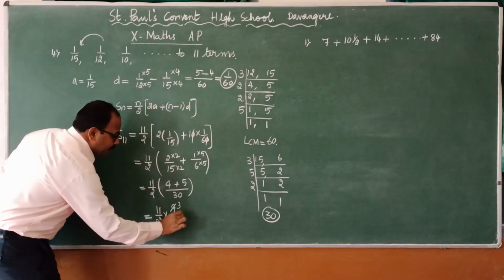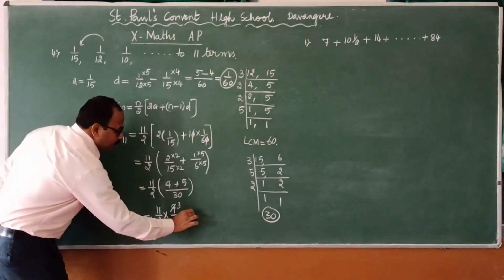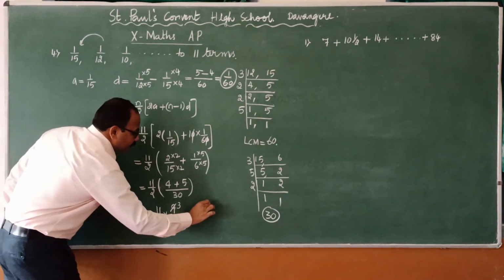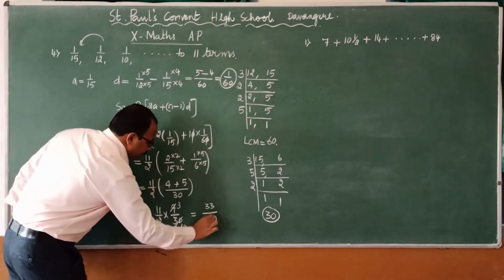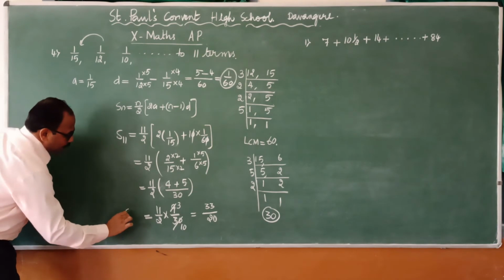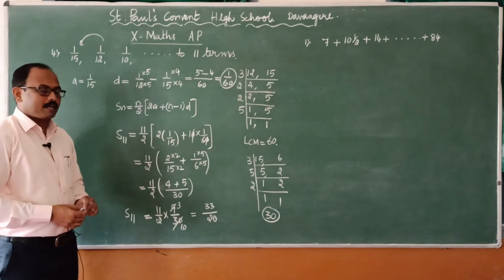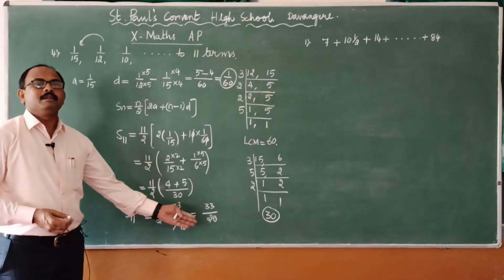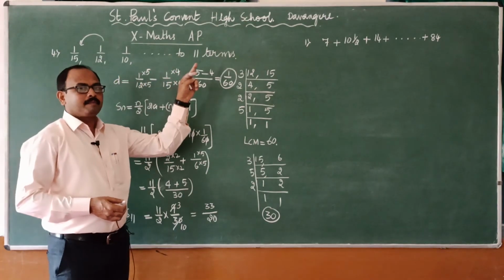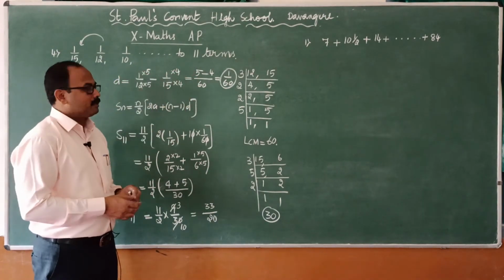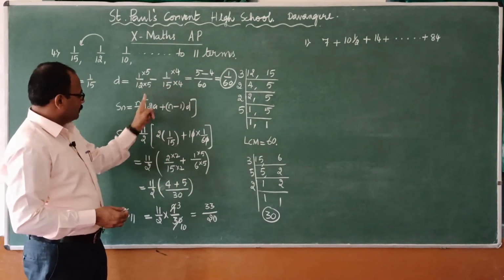This is 3 times, this is 10 times 3. Further simplification is not possible. Therefore, which will be 11 into 3, 33 by 2 into 10, 20. This will be the sum of 11 terms. You can keep it either in improper fraction or even you can keep this in a mixed fraction also. So, the sum that I have taken based on the fractions, children, carefully calculate the LCM part while making these calculations.